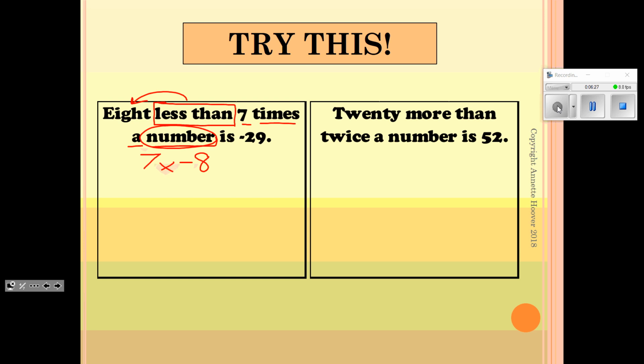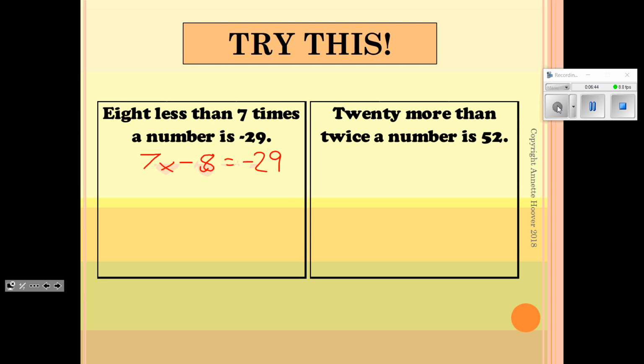When you see the word is, that's our equal sign, negative 29. So all I did was translate this: 8 less than 7 times a number. So the 8 goes after the 7 times a number, and it equals negative 29.